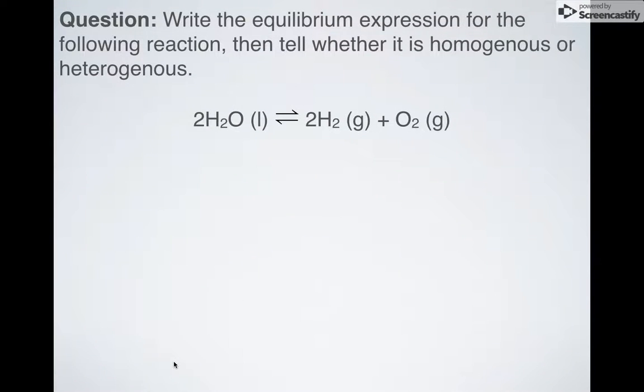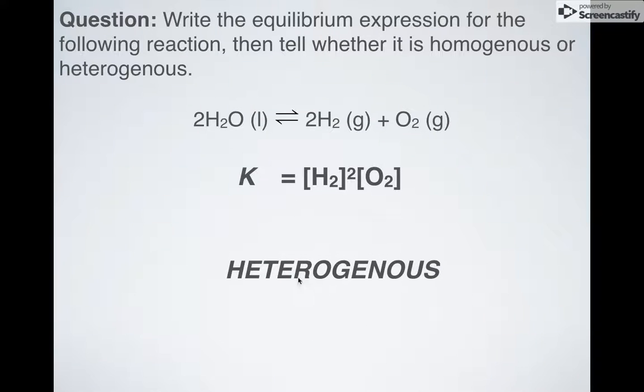So here we go, right? I've got H2O, I've got H2, I've got O2, but remember, always look at your actual states of matter first. What would the K be for this reaction? Answer: K equals H2 squared times O2. Why didn't I include water? It's a liquid. Also, it is heterogeneous. I have gases and I have liquids, so it's heterogeneous.